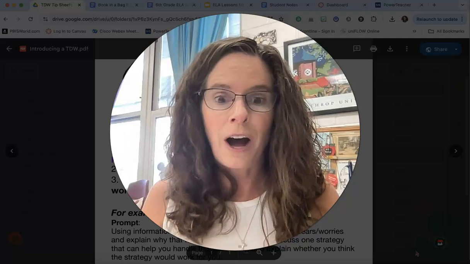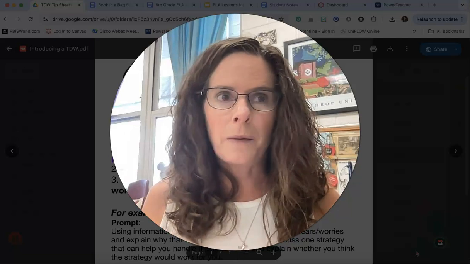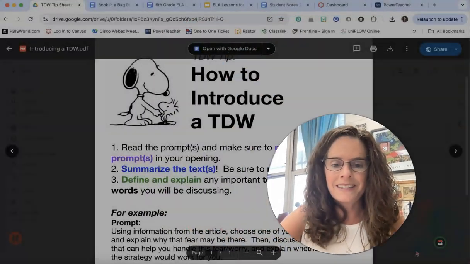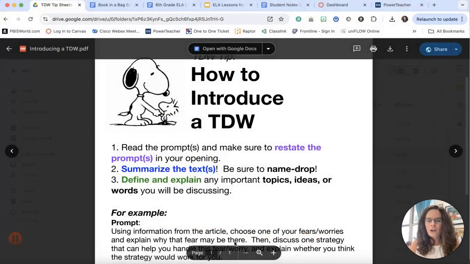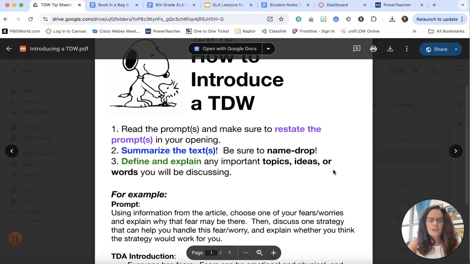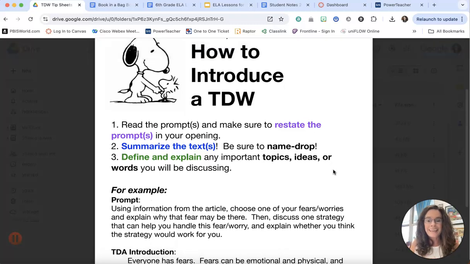The introduction's job is to introduce the topic and any important terms to your reader before you begin discussing them. So here are a couple of little tips about introducing a TDW. So first, you need to read the prompt again. You've already done that prior to reading, but read the prompt again so you know what you're going to be writing about. And then make sure to sort of restate the prompts in your opening.